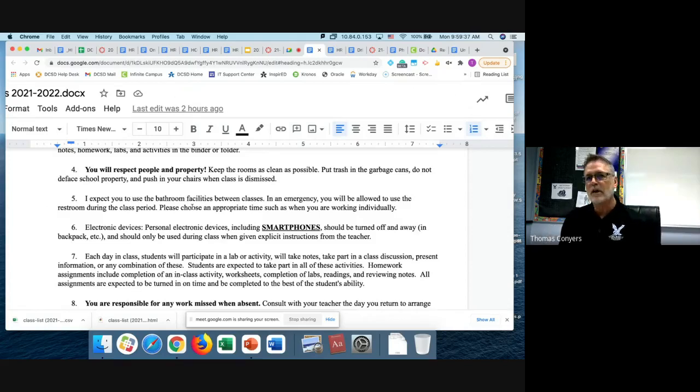Electronic devices, personal devices such as tablets, computers, and smartphones should not just be indiscriminately turned on and used. There'll be times when I specifically tell you you're going to need one. Or for those of you that might use it for notes, you need to talk to me and we'll take care of that on a case-by-case basis.